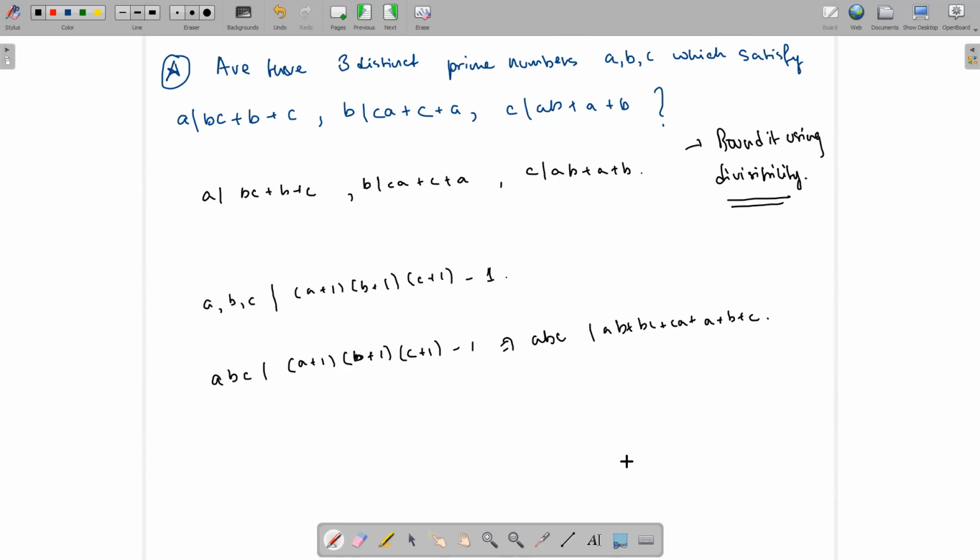So the RHS is greater than ABC. So AB plus BC plus CA plus A plus B plus C is greater than or equal to ABC, right? And we divide by ABC. Yes. Okay. So K is... And we can assume without loss of generality that A is less than or equal to B, less than or equal to C.